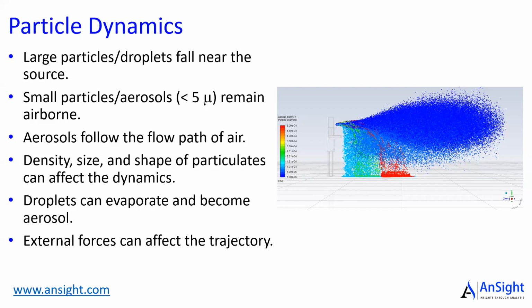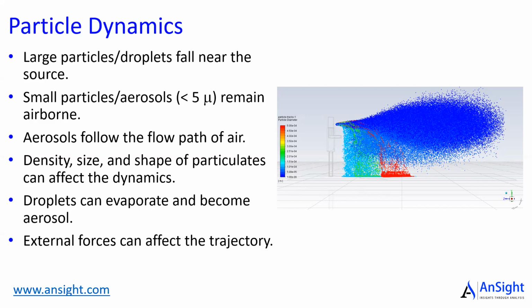And then the particles which are smaller than these large, heavy particles will not fall close to the source. The particles, generally those which are less than 5 microns, ride the waves and go with the air. They travel further. So aerosols follow the flow path of air. They are just like a roller coaster. They just enjoy the ride with the air. The particle density, their size, their shape, all that can affect the dynamics of how particles move in air.